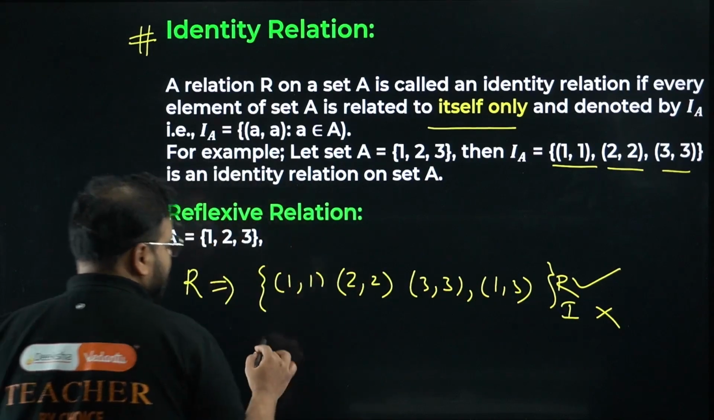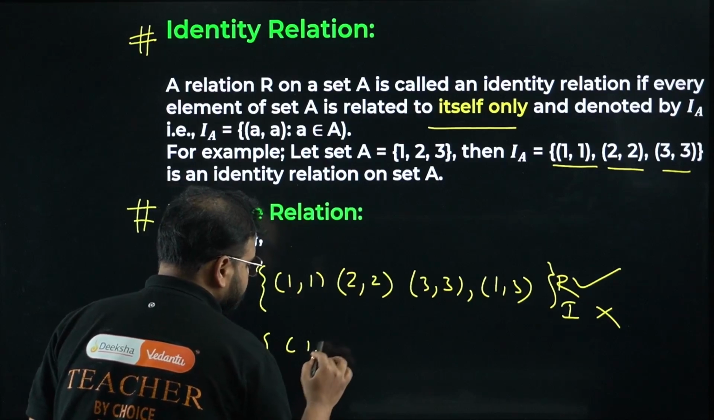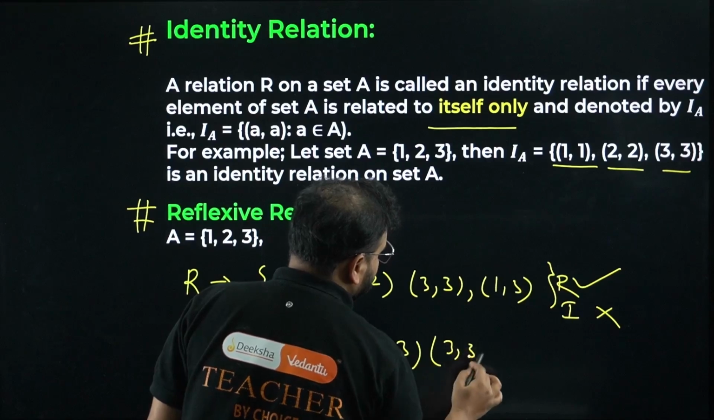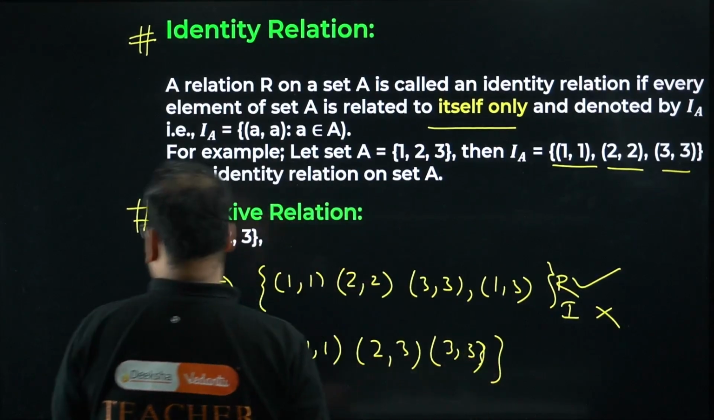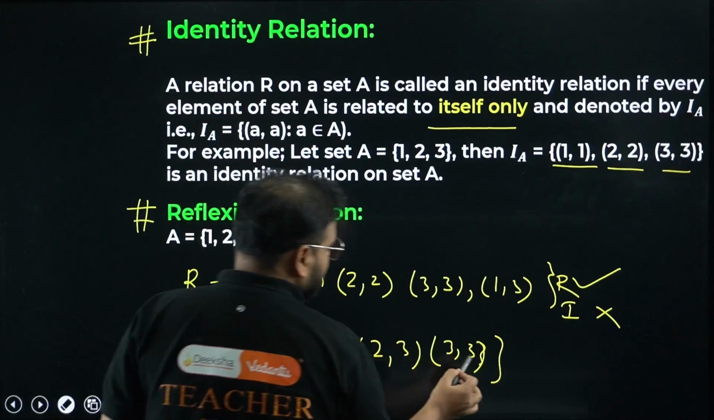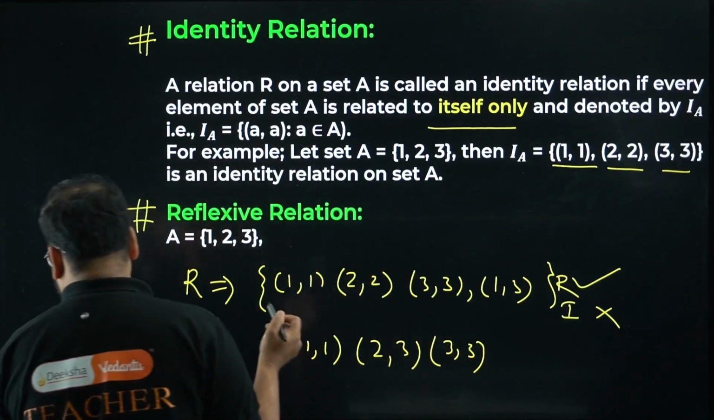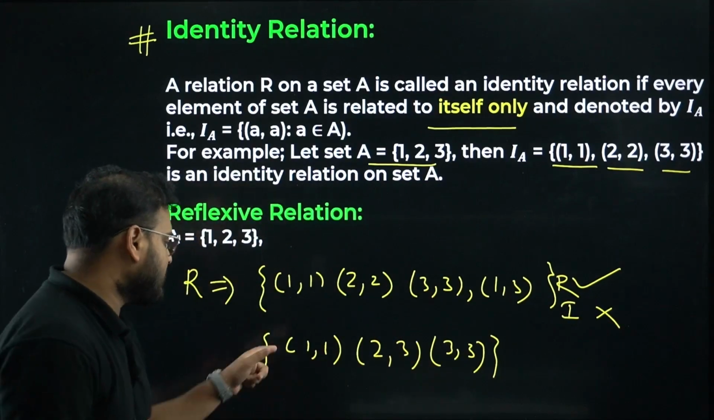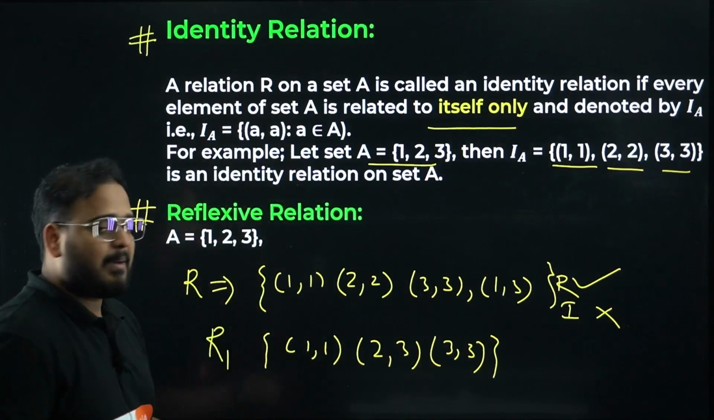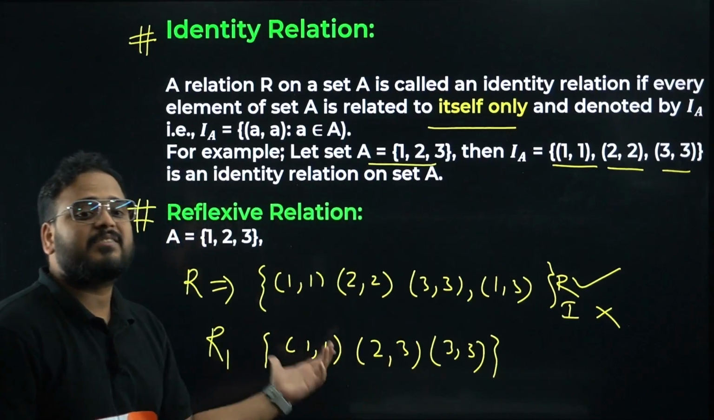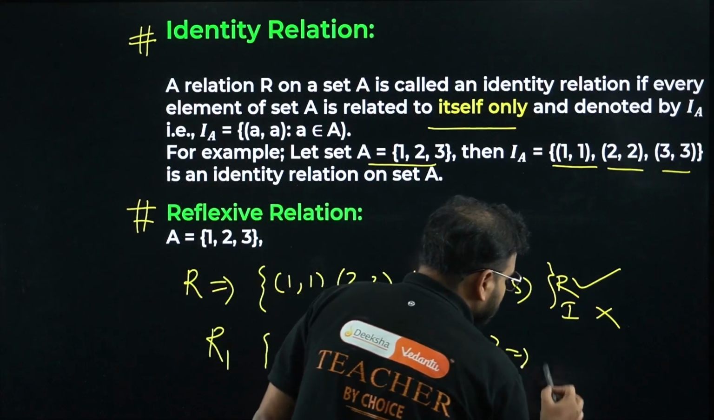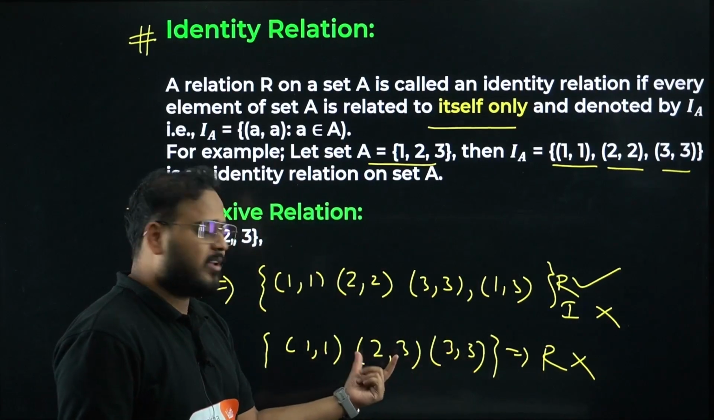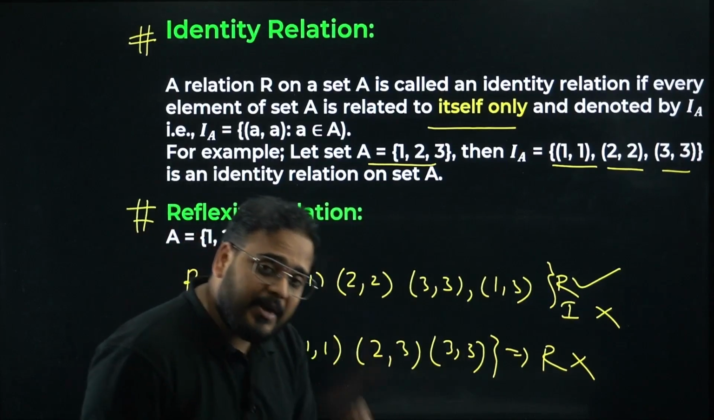If I write another example, let's say I write here 1 1, 2 3, 3 3, and if I ask you whether this is a reflexive relation or not, on the set A, of course. Set A is here. If I'm asking you, this is a relation, let's say relation R1, whether this relation R1 is reflexive or not. So answer will be what here? Not reflexive. Because yes, 1 1 is there, 3 3 is there, and there's 2 3, not a problem, but there's no 2 2. Means minimum of identity should be there.